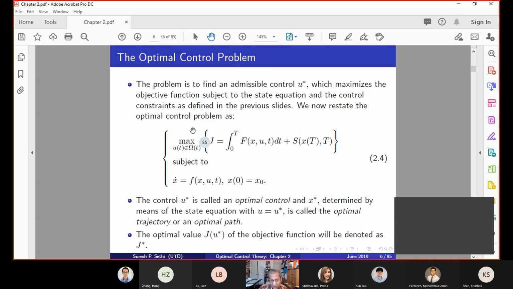I take the integral, so all of this is done. When you put U star here, then I get x star. X star is the optimal trajectory. And if I put x star and U star here, I get the optimal profit, which is given by J star. So this is some notation again, okay?